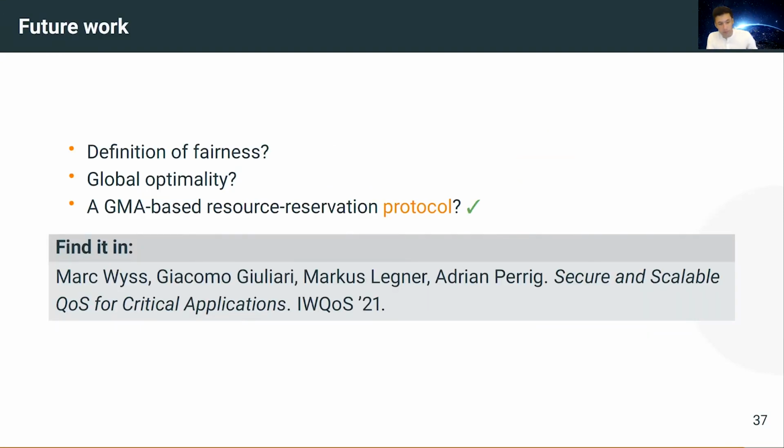Now, let me give you a brief outlook of the future work we want to do in this space. We're already working on a definition of fairness for our algorithm that is based on the notion of allocation matrices. We want to study the global optimality and not just the Pareto optimality of the algorithm, maybe showing that GMA has some global properties that it achieves. For example, it maximizes the sum of allocations for paths or something along these lines.